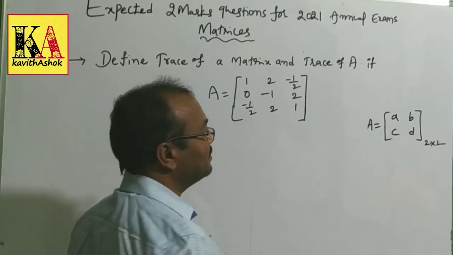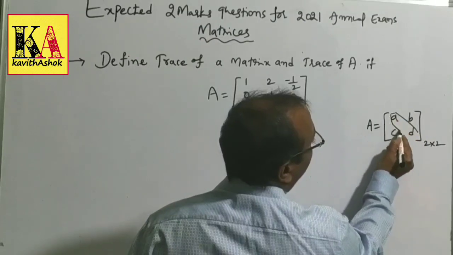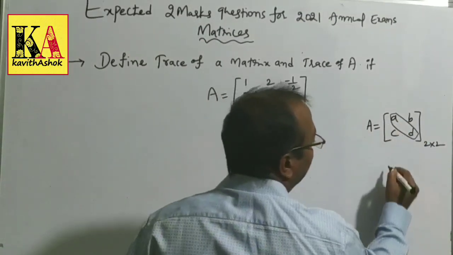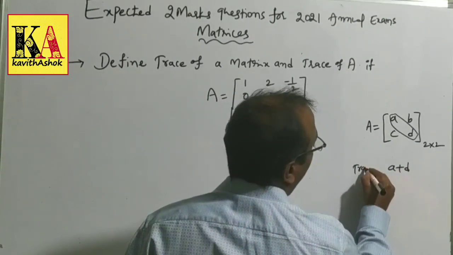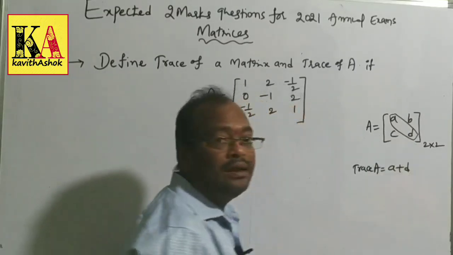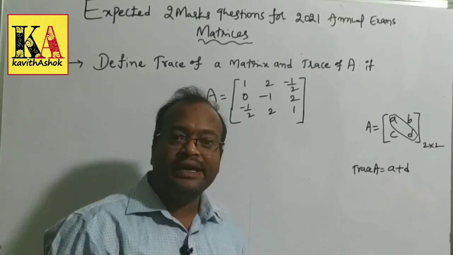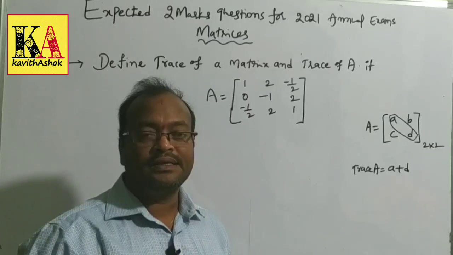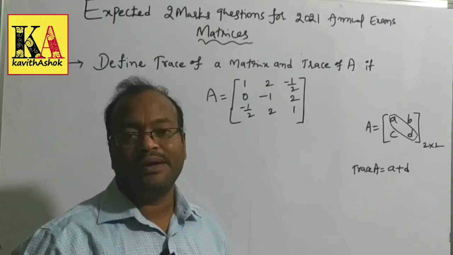Trace in the sense here, this is the principal diagonal of the matrix, or simply we can call this a diagonal. The sum of the principal diagonal elements is called trace of A. Trace A is equal to the sum of principal diagonal elements. So define trace in the sense here, if A is a square matrix, the sum of the elements in the principal diagonal is called trace of the matrix.